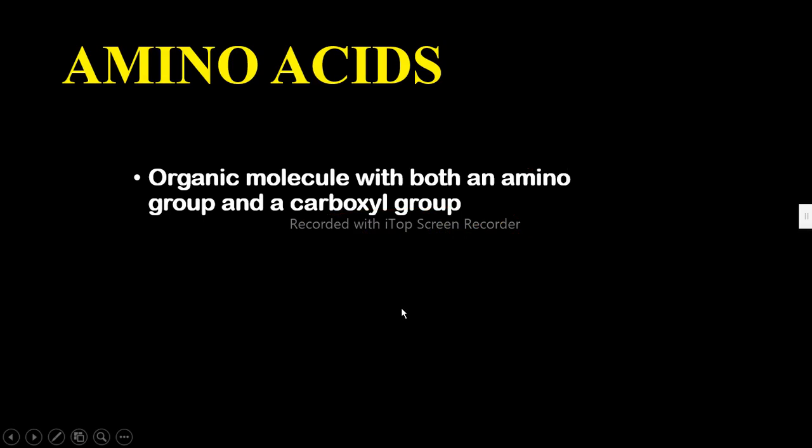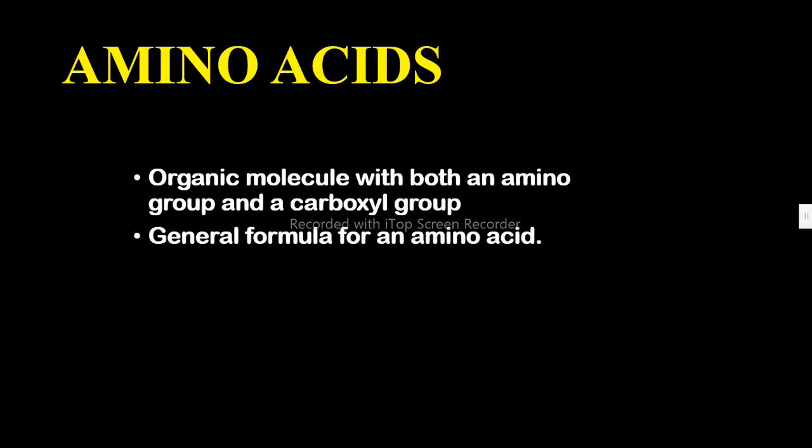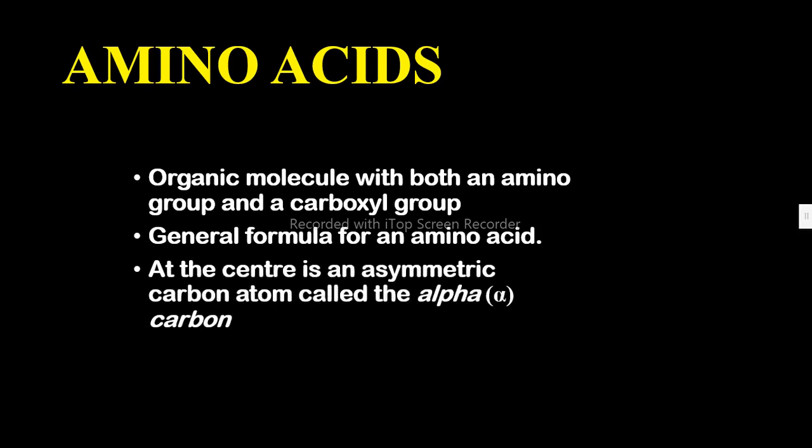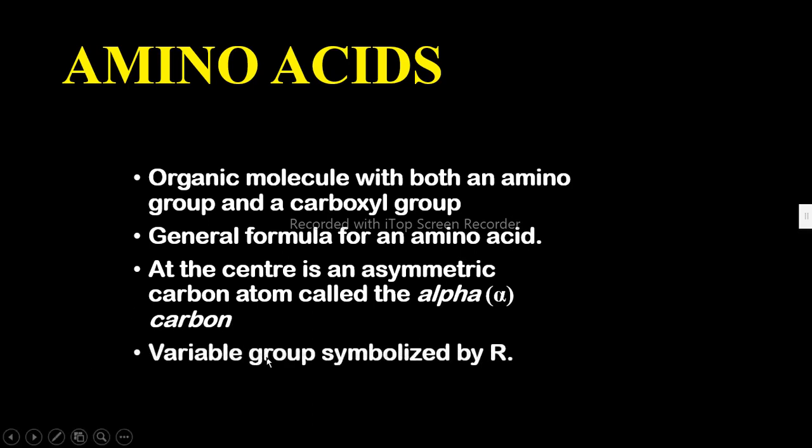Then in addition to those two, you have the general formula of that, where you have the amino acid, and the amino group and the carboxyl group are joined by a carbon atom, which is called the alpha carbon. It is that carbon atom that joins both the amino group and the carboxyl group.